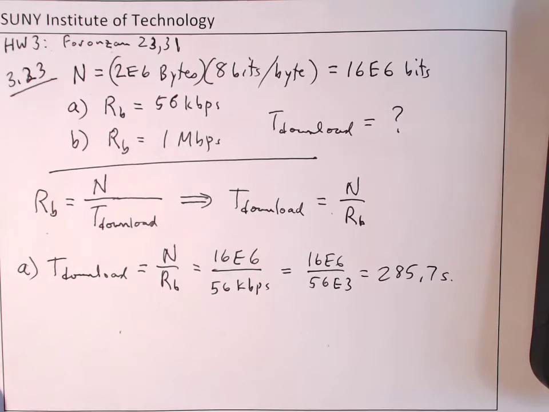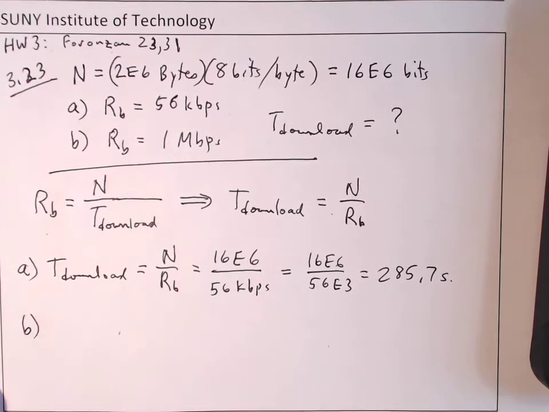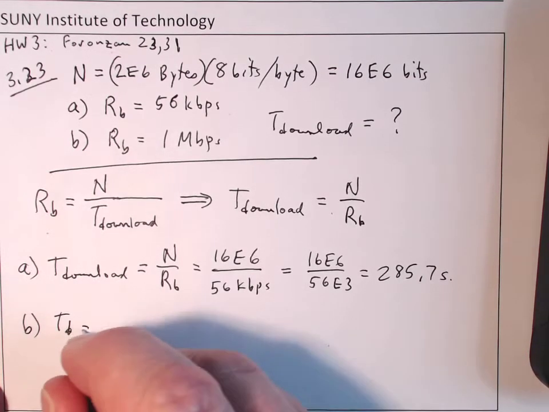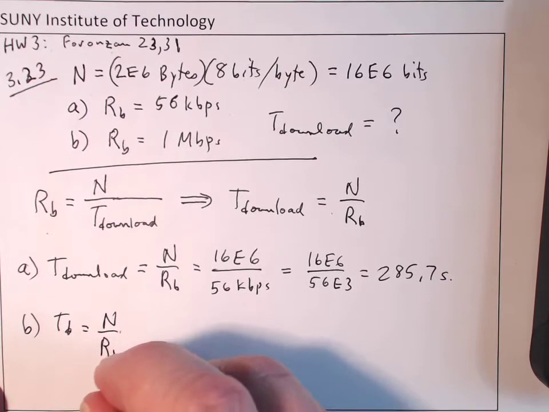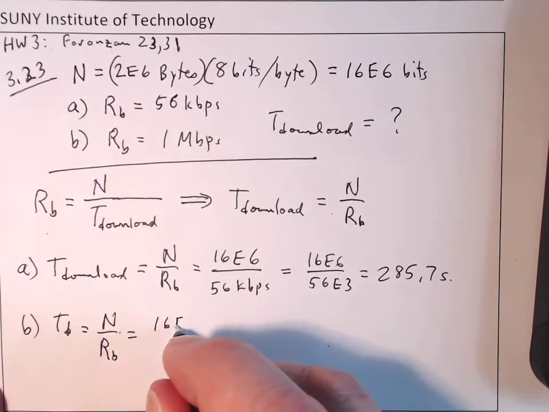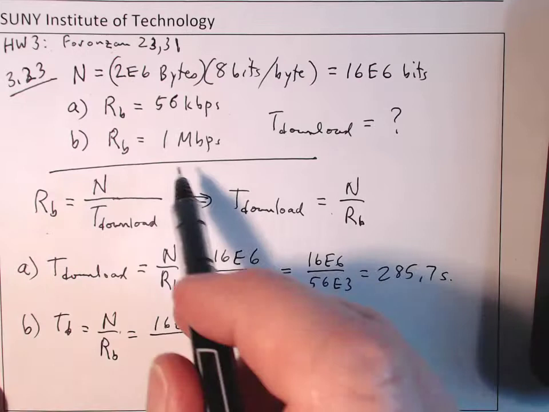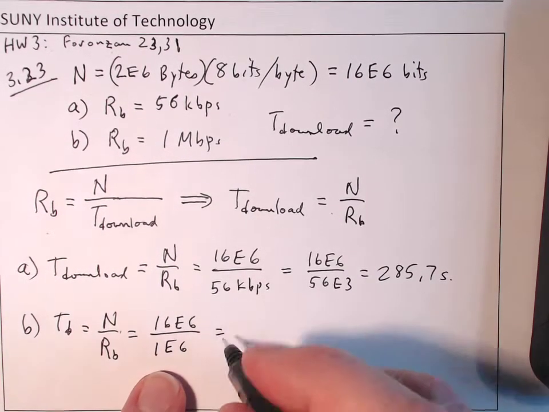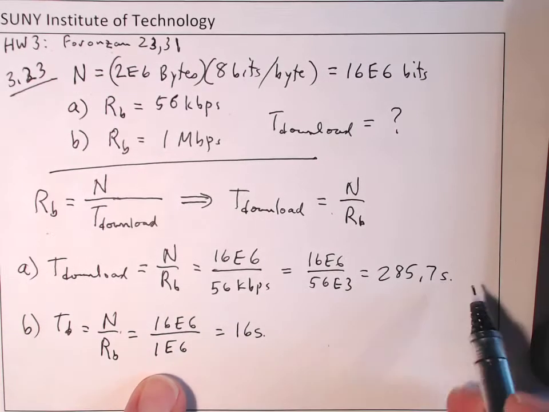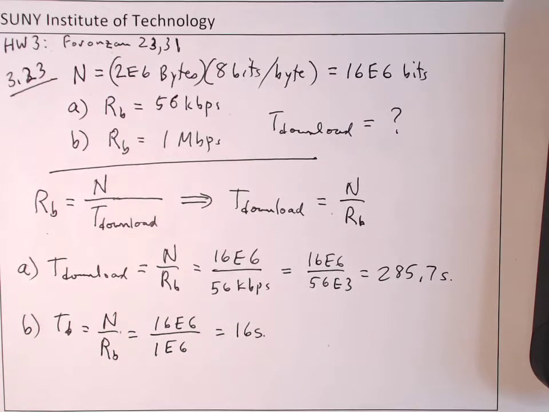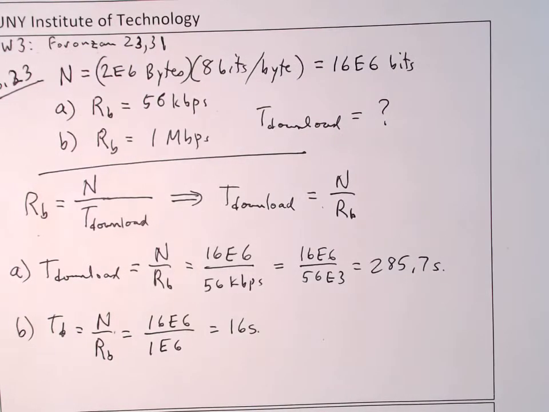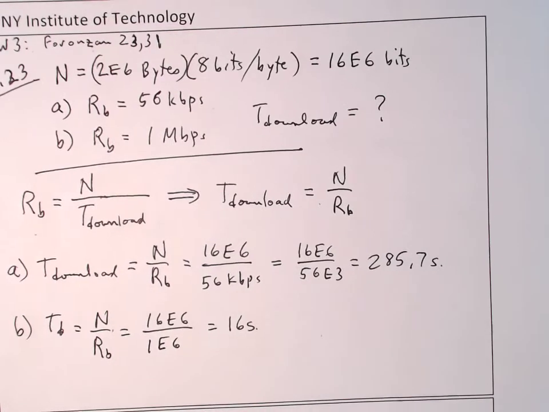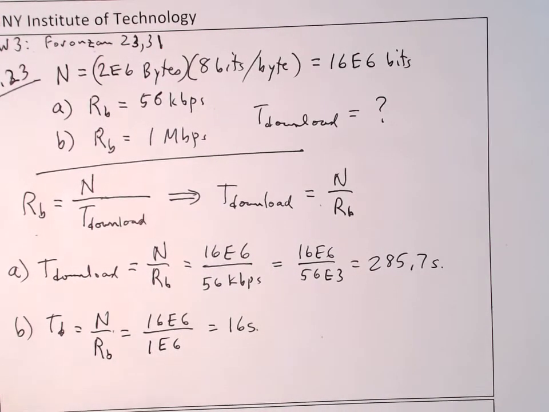Now for the higher bit rate, T download is N over RB, which is 16e6 over, now the rate is 1 megabit, 1e6. This one you don't even need the calculator for, it's just 16 seconds. So it's 285 seconds versus 16 seconds. That's exactly what we expected, a lot less time to download. Okay, let's finish this up and do 3.31.